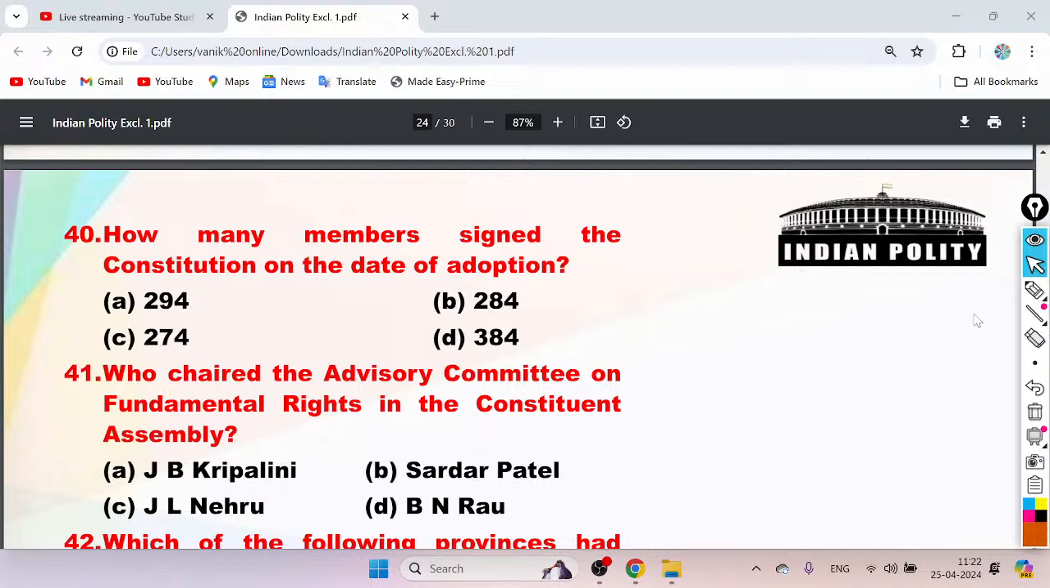How many members signed the Constitution on the date of adoption, that is 26 November 1949? 284 members. B. Who chaired the Advisory Committee on Fundamental Rights, other parts as we have covered? B.